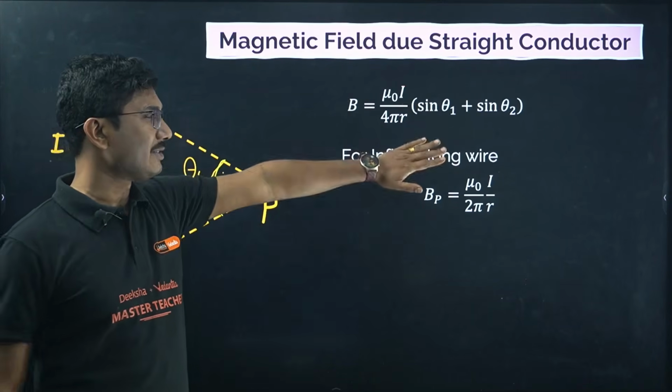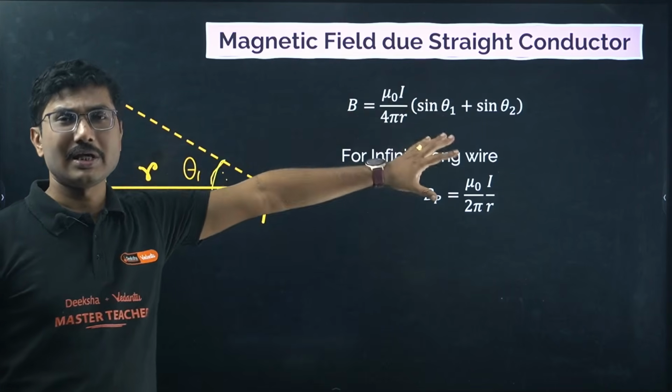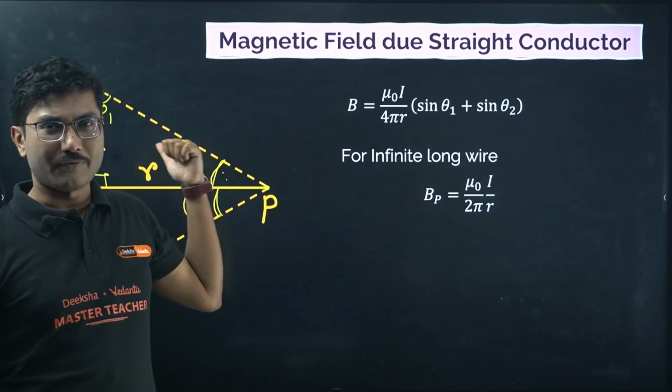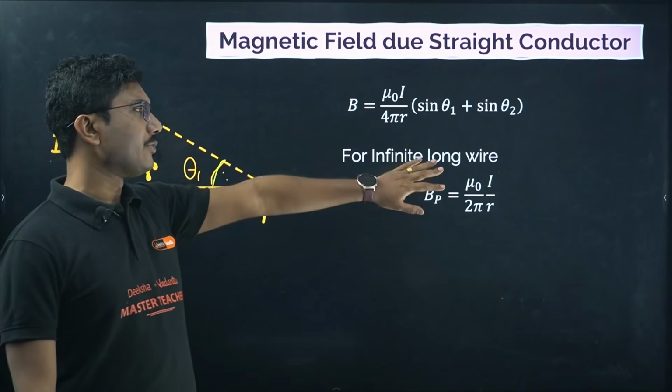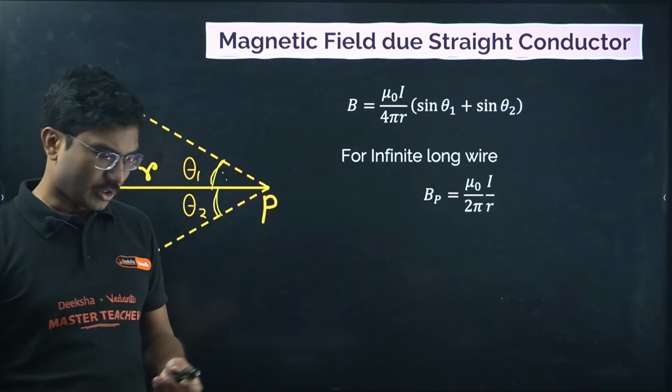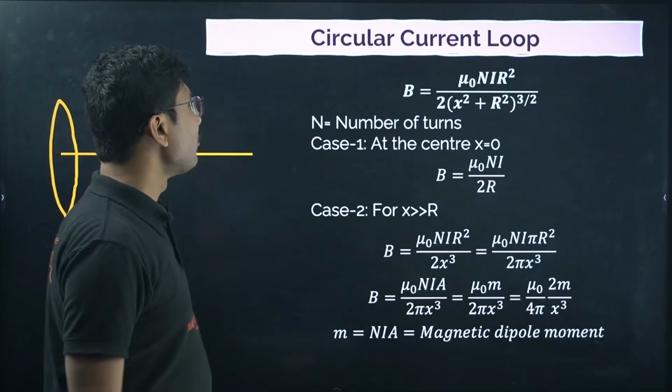Now this derivation is not part of the syllabus. You have to apply Biot-Savart's law to find this formula. You can also use Ampere's law, using Ampere's law you can find this formula. Very easy. Now let's move on.